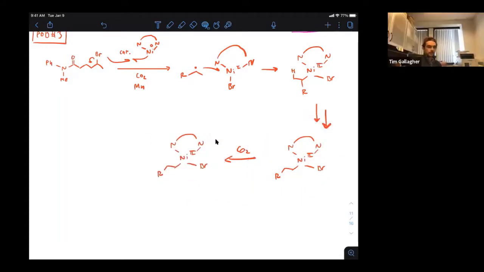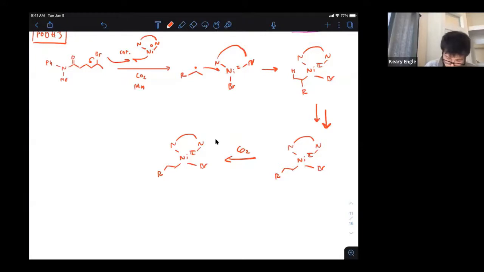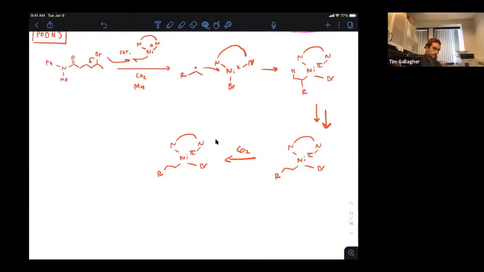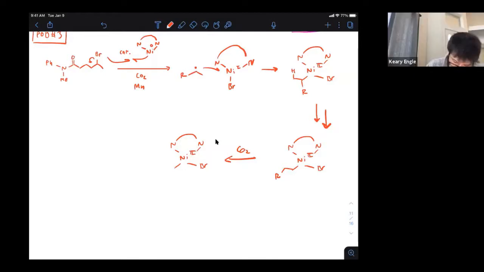What would you need to do to favor kinetic conditions? Well, what do you mean by kinetic conditions, Tim? Let's chain walk in the other direction. Okay, let me draw this out and then I can respond to your question.